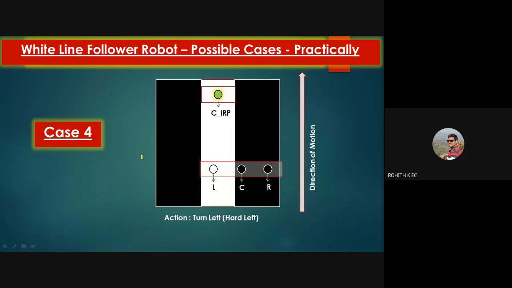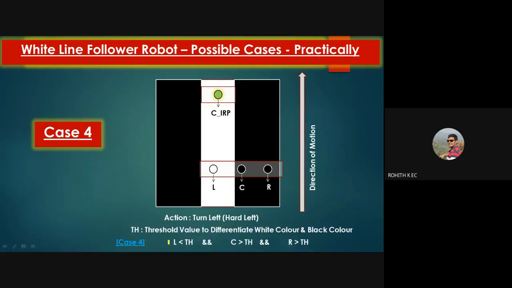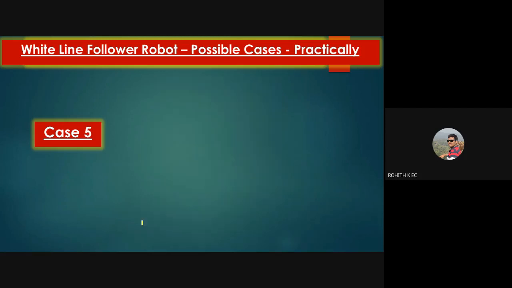So L should be less than TH and C greater than TH and R greater than TH. Very good. So this is the condition. If we detect this condition, the action that we'll be taking is hard left.